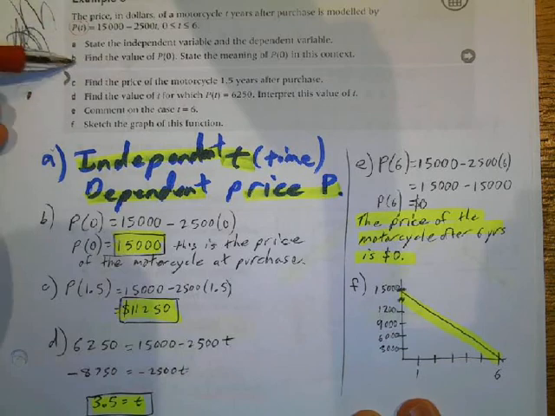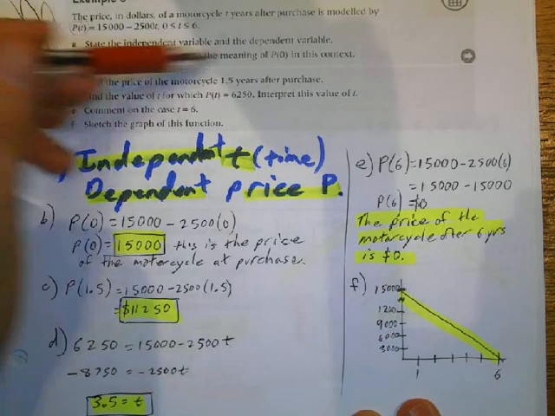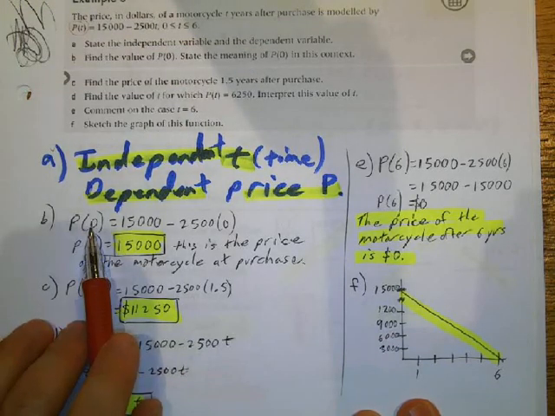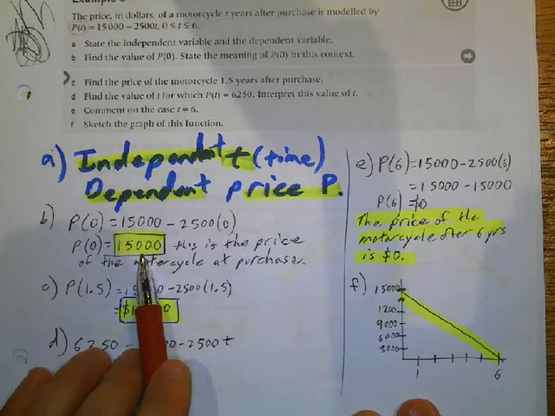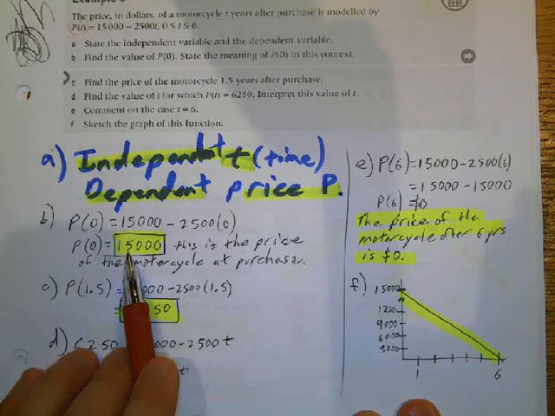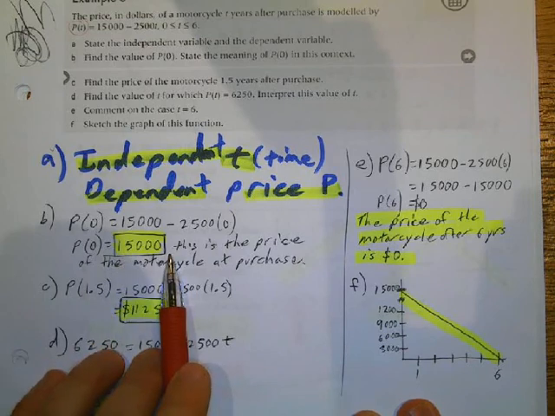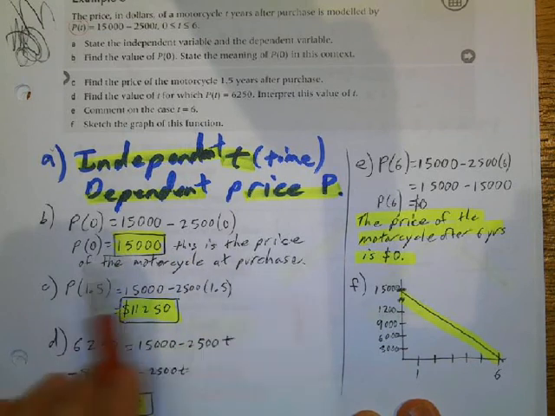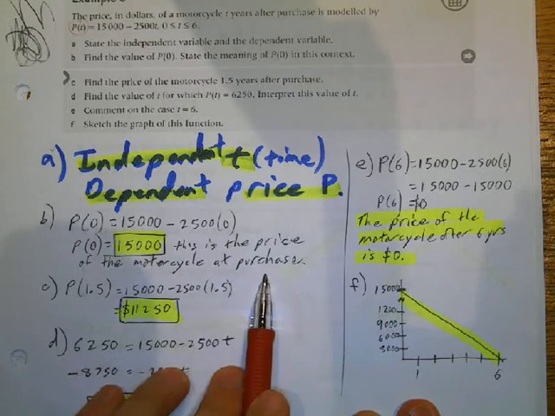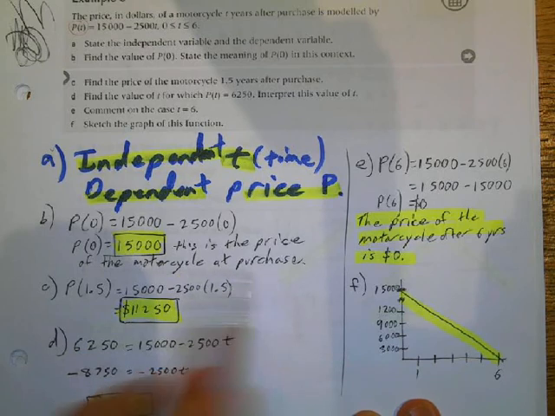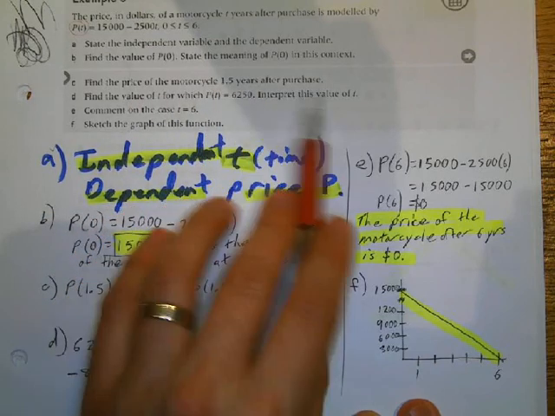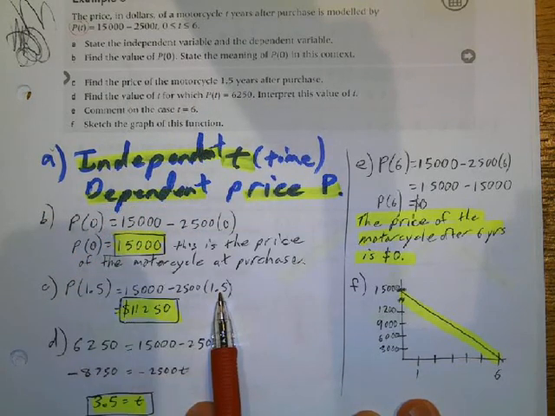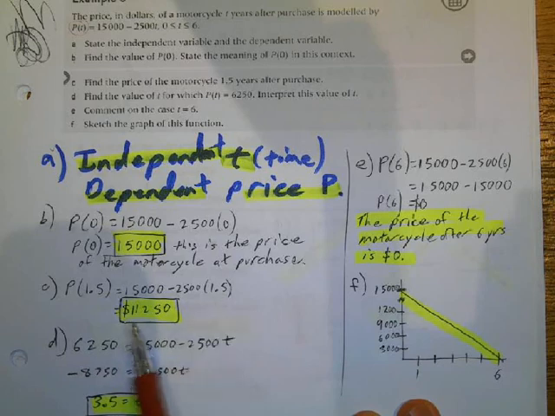Question B, find the value of P of 0 and state what that means. So basically I'm going to plug in 0 in place of T, and we end up with 15,000. So what does that mean? This is the price of the motorcycle when you purchase it at time 0. Okay, question C, find the price of the motorcycle after 1.5 years of the purchase. Plug in 1.5 for T, and we get this value after 1.5 years.